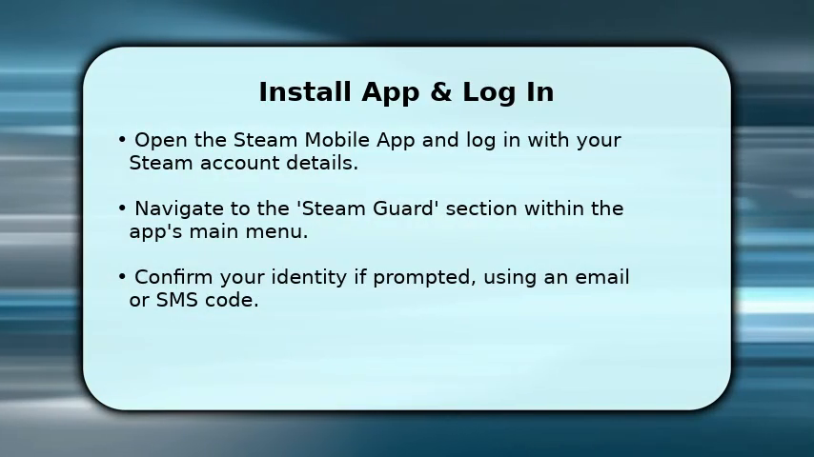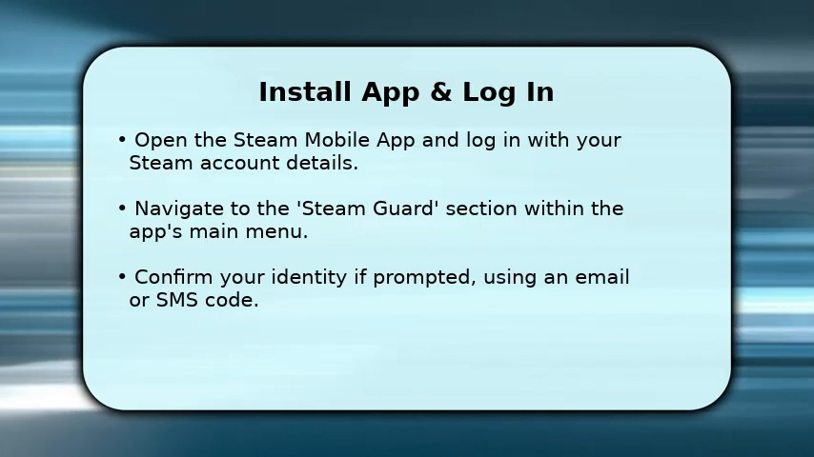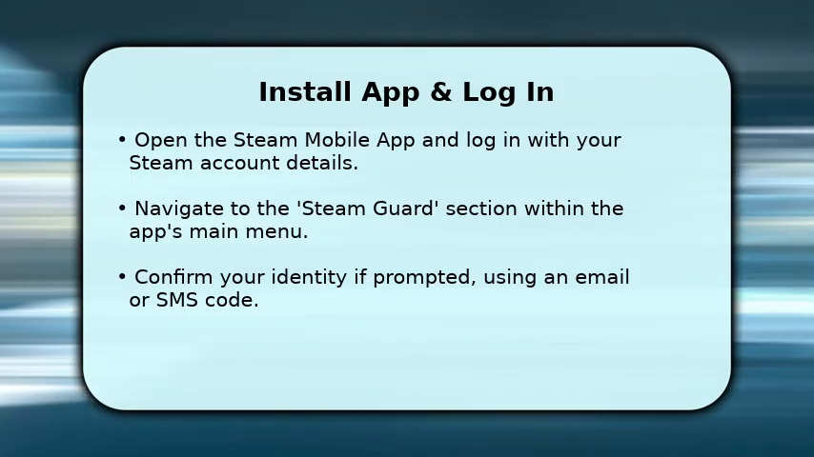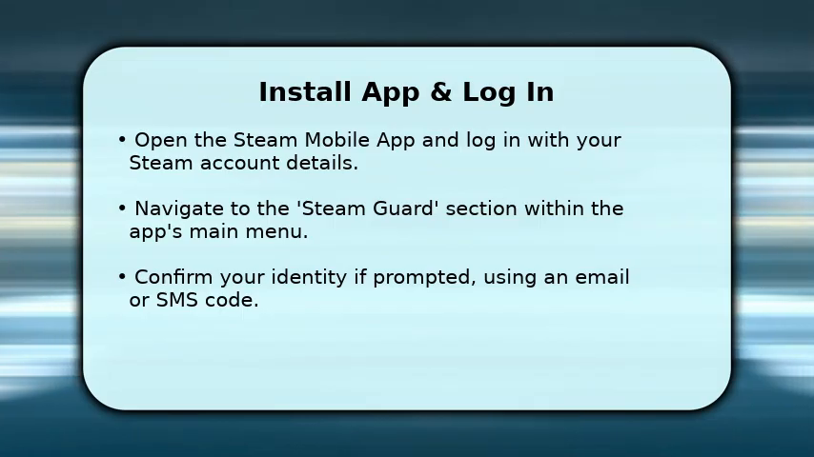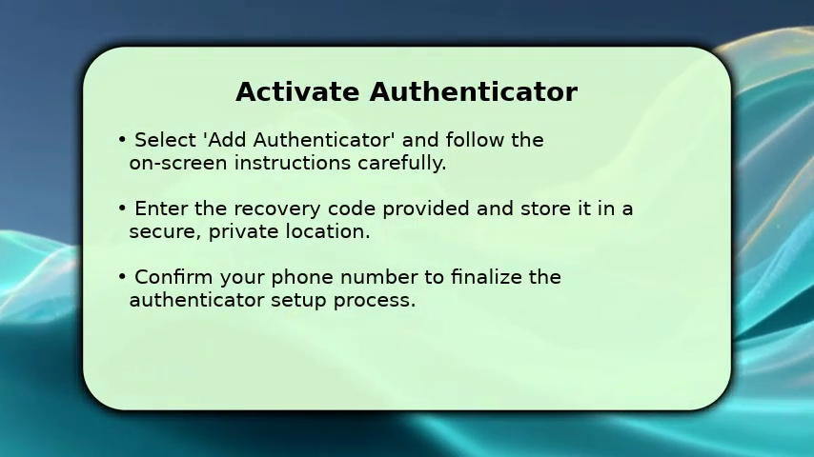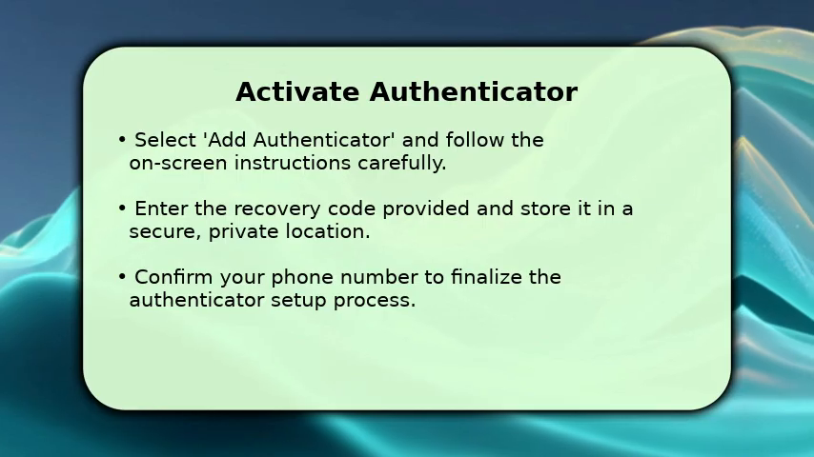Once the Steam mobile app is installed, open it and proceed to log in using your Steam account username and password. After successfully logging in, locate the menu icon, usually found in the top left corner, and tap on it. From the menu, select SteamGuard. The app might ask you to verify your identity by sending a code to your registered email or phone number. Enter this code to continue. Within the SteamGuard section, you will see an option to add Authenticator. Tap this and follow the clear, step-by-step instructions presented on your screen.